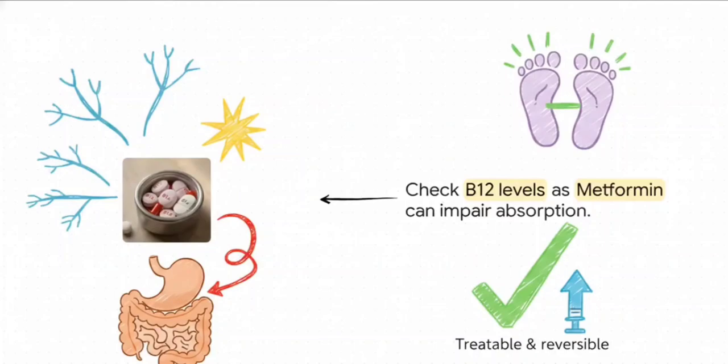Because metformin, which is the single most common first-line drug we use for diabetes, can actually impair the gut's ability to absorb vitamin B12. You must routinely check B12 levels in these patients because, unlike advanced diabetic nerve damage, a B12 deficiency is easily treatable and totally reversible if you catch it early enough.